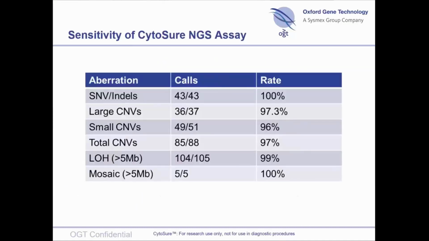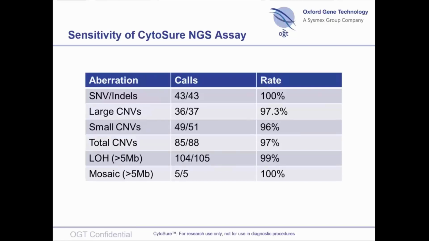So here is a summary of our findings. This table illustrates the results obtained in the study, with the number of samples where the pathogenic aberration was called by the software and the percent sensitivity for each type. As you can see, CytoSure Constitutional NGS solution is able to detect pathogenic CMVs and LOH with a performance on par with microarrays, as I have demonstrated, whether it be large CMVs or small intragenic CMVs.